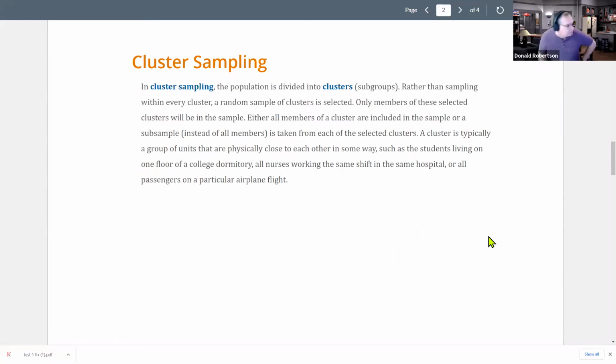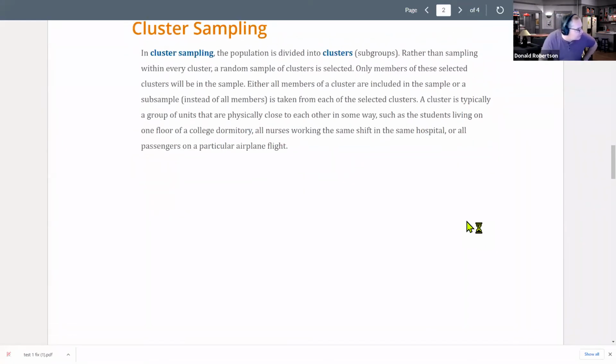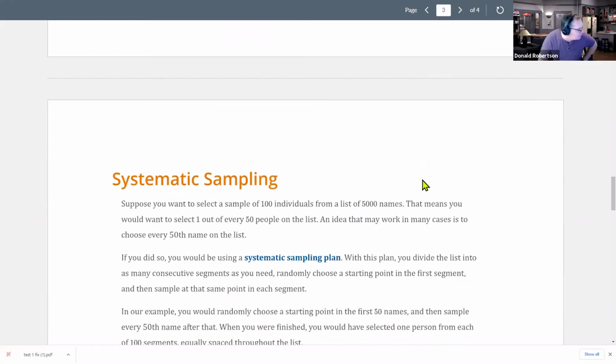So there's an example. I'm trying to think of a good story for what that would be. Can't think of one. Not right now.